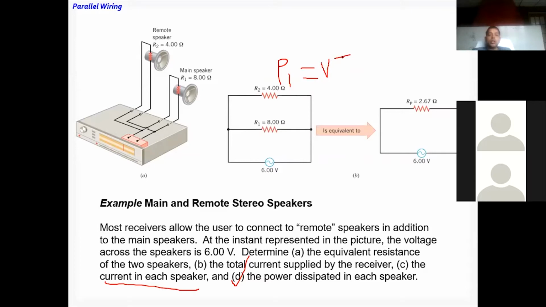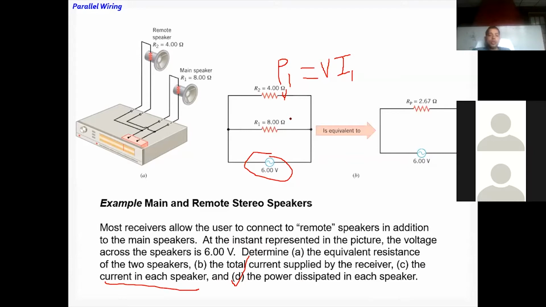I1. So in this case, all your V's are the same, right? So there's no need to write V1, because this V1 is exactly this V. That's why instead of writing V1, you can simply write V. So P1 equals V1 I1. V1 is 6, and I1 we just figured out, right? We did that here. The current in each speaker, we know the I1 here, which is 6/4. Okay. So that's how you get P1.